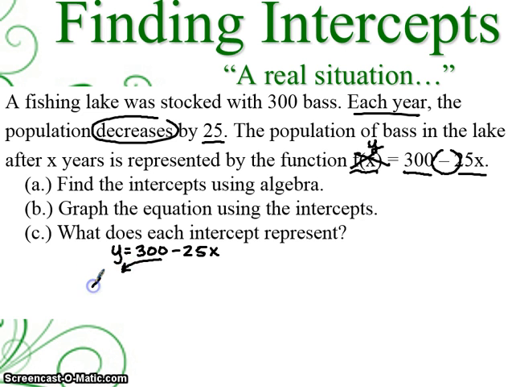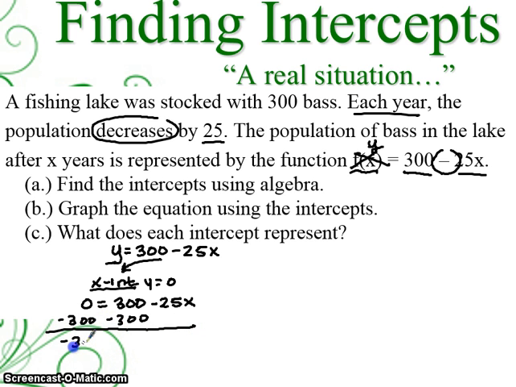So we'll first find the x-intercept. For the x-intercept, we know that y is equal to 0. So we're going to substitute 0 for y. Now, we're going to write 0 for y, so we have 0 equals 300 minus 25x. This has changed our equation from 2 variables to 1. So we'll take 300 away from each side.